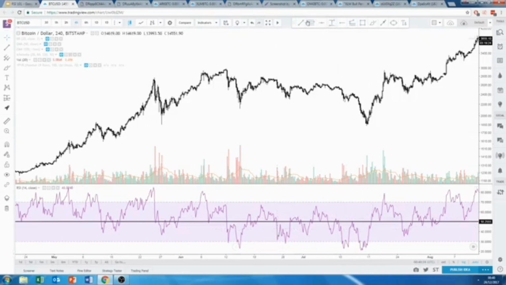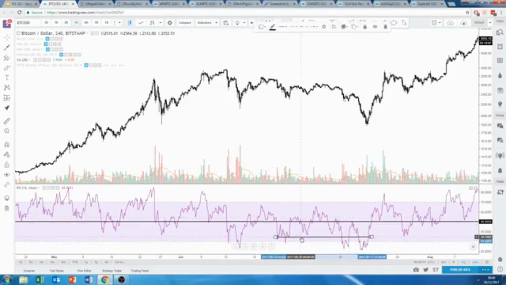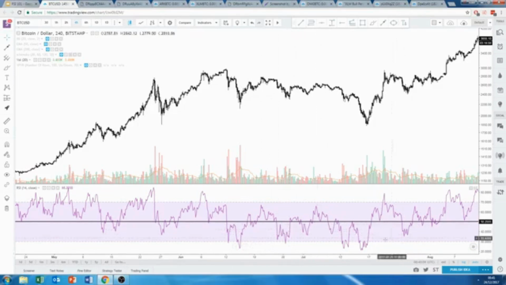And then between, let's just do this. Between sort of here and here, the majority of the action is actually happening below the 50 line. So you have some attempts to get above here, but I'd say that the majority of the RSI action is below the 50, the midpoint way. So this tells me there's a bearish bias, or the bears are in control of the market.